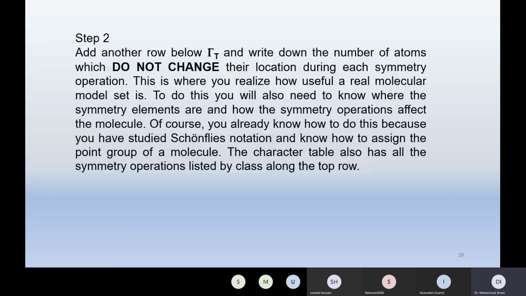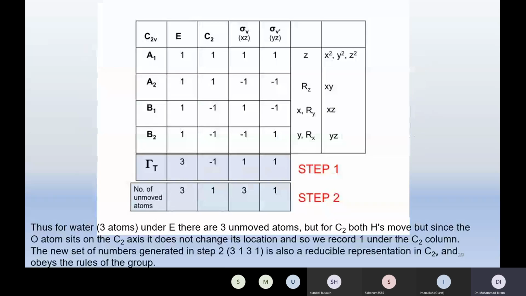ठीक है, तो अब एक बात बताएं. So अगर हम E परफॉर्म करते हैं मॉलिक्यूल पे तो कितने नंबर ऑफ अनमूव्ड एटम्स होते हैं? 3. वाटर मॉलिक्यूल में 3 अनमूव्ड एटम्स होते हैं जब हम आइडेंटिटी परफॉर्म करते हैं. जब हम C2 परफॉर्म करते हैं सो द नंबर ऑफ अनमूव्ड एटम्स इज 1. Only O cannot change its position, whereas the 2 hydrogens change their position, so they are moved atoms. So number of unmoved atoms is only 1.